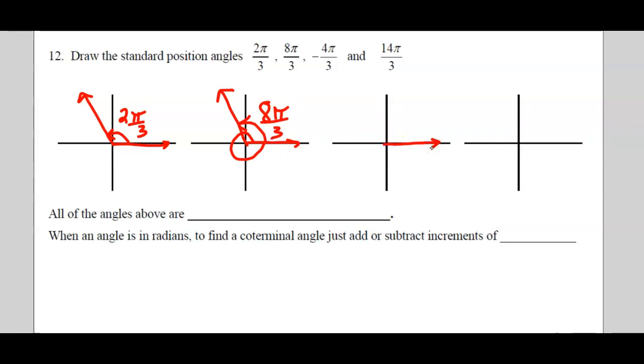Negative 4 pi over 3. So negative 4/3. Negative 3/3 would get you a half a rotation. And now we're going another third of a rotation. Same terminal arm.